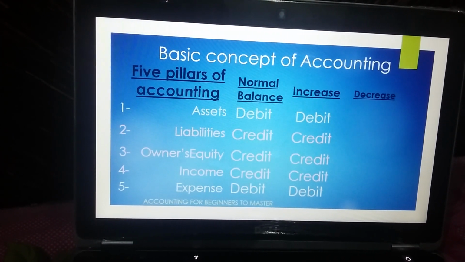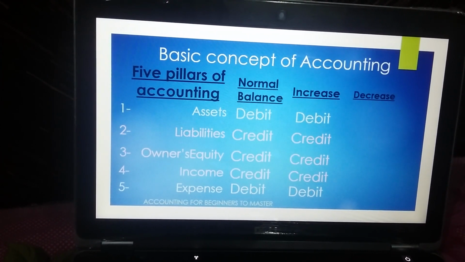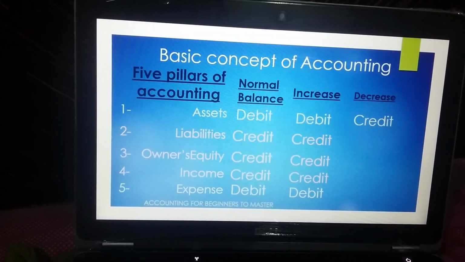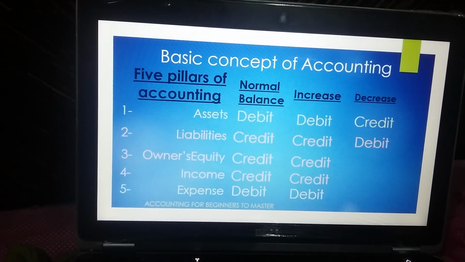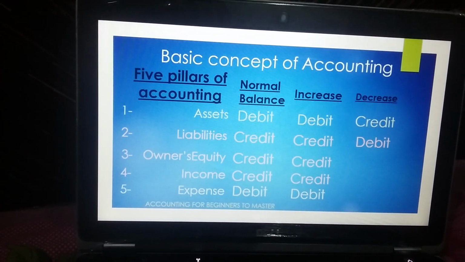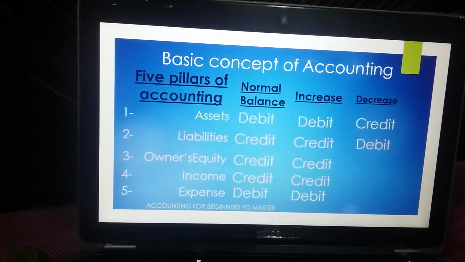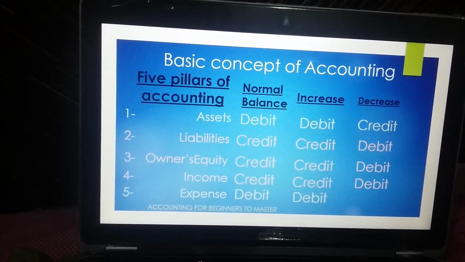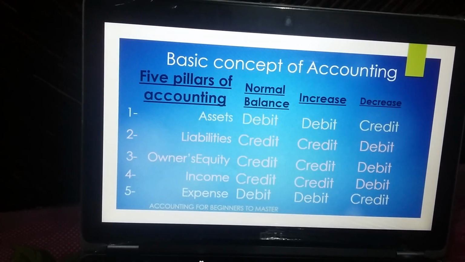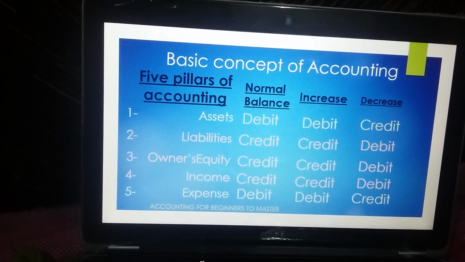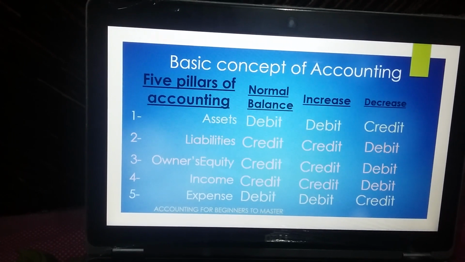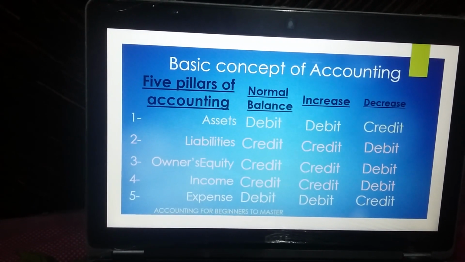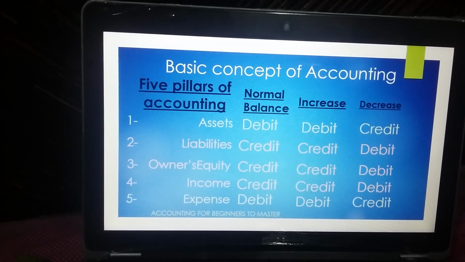Assets have a normal balance of debit, so a balance of credit means a decrease. Liability with a debit means the liability is decreasing. The same is the situation with owner's equity and income. Expense, because its normal balance is debit, when there is a credit balance of the expense, that means expense is decreasing.